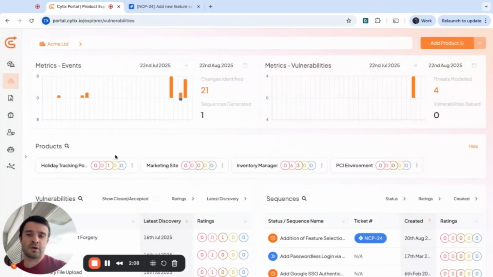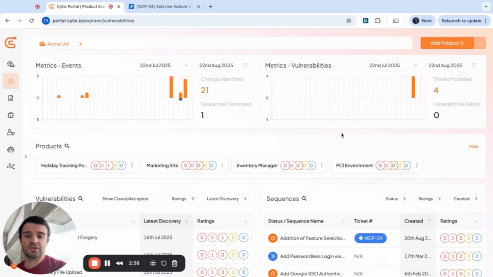Back on the Explorer, we're dealing with dummy data here, but what you can usually see is some high-level metrics to help you understand how you're performing. The velocity of changes going on inside your development team, how many of those are potentially risky and therefore warranting testing, how many potential vulnerabilities could have been introduced had security not been considered during the development process, and indeed how many of those did materialize as actual vulnerabilities.